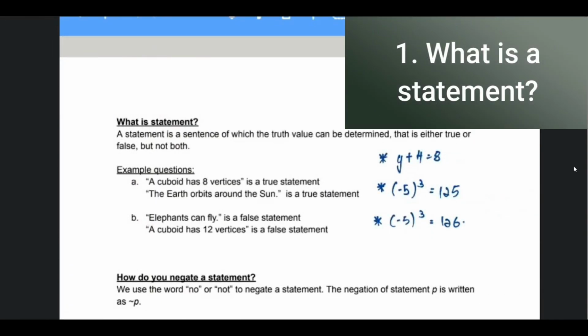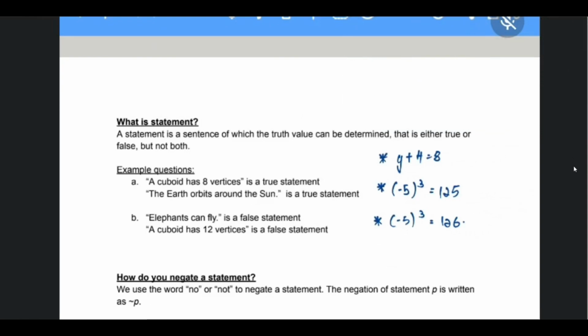A statement is a sentence of which the true value can be determined, that is either true or false, but not both. So the important thing is that for one sentence, the true or false value can be determined, but not both. So that means one sentence can only have a true or a false value.